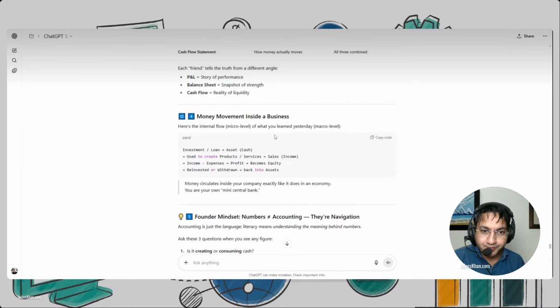Money movement inside a business. Here is the internal flow, the micro level of what you learned yesterday. At the macro level, we learned yesterday how the banks work and how money flows in the economy. And now we are learning the flow of money in our business. So yep, that's the micro level.